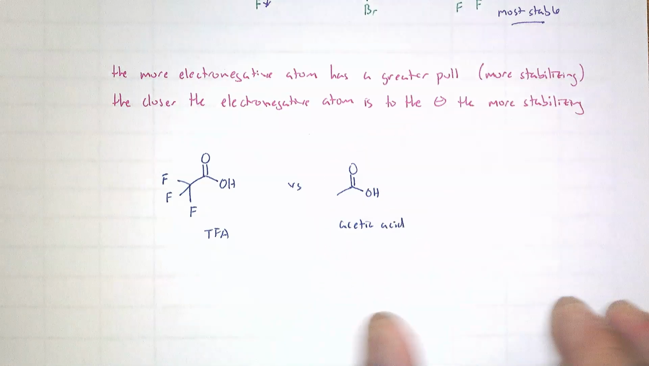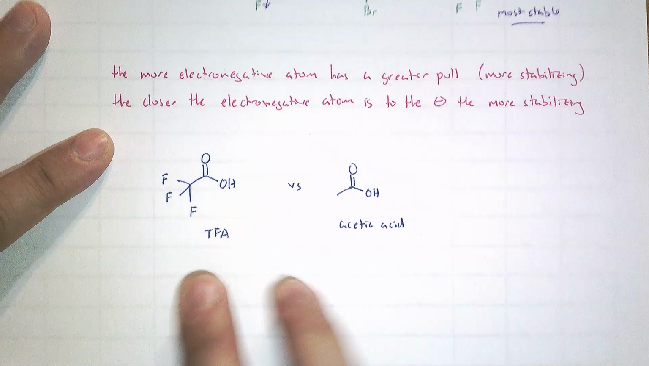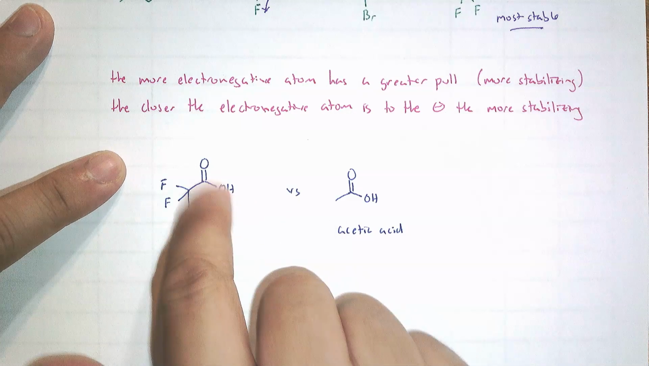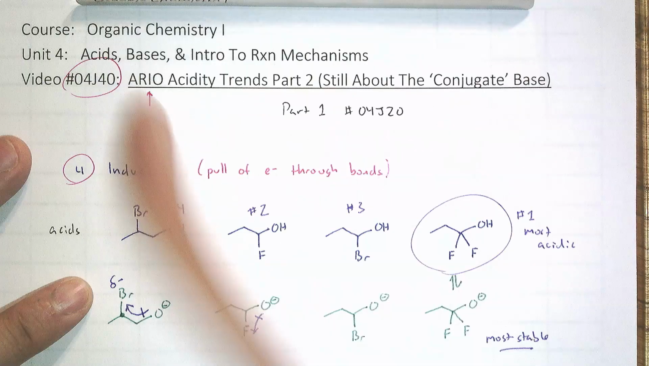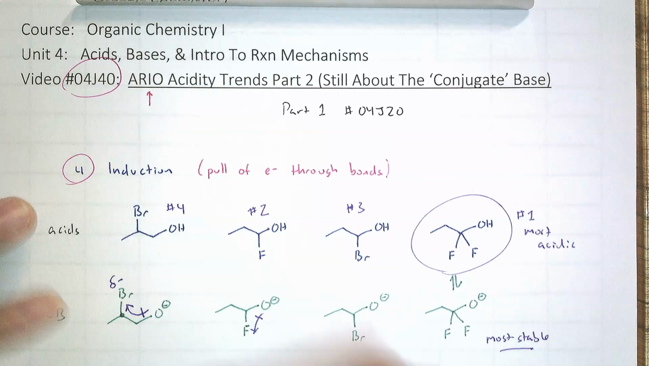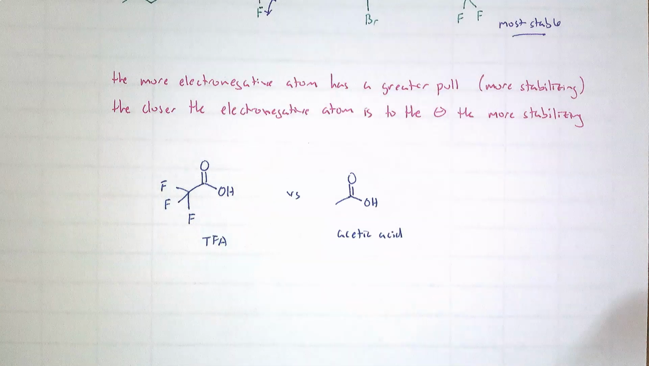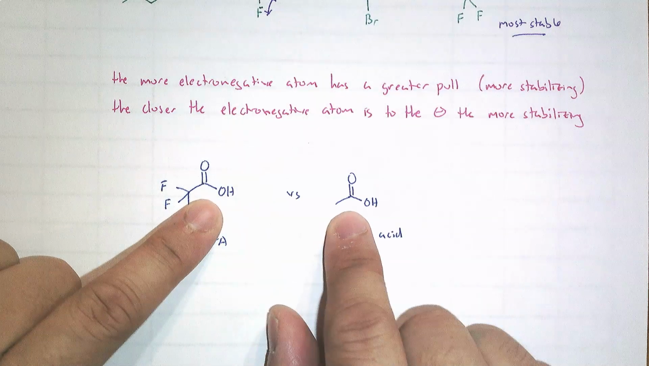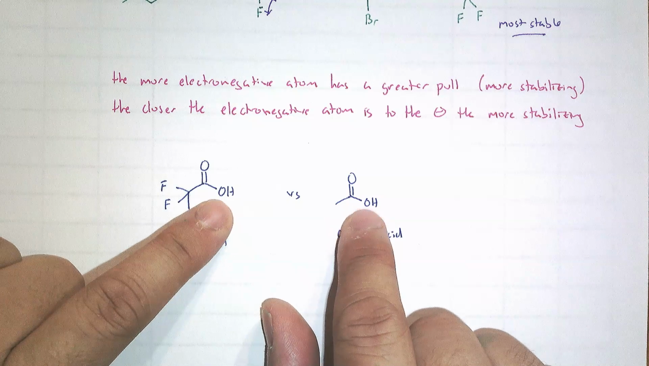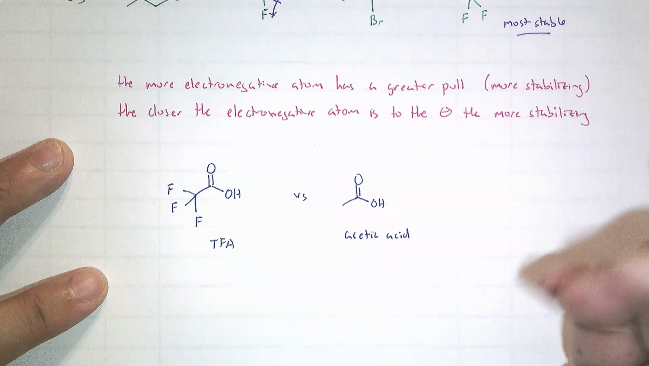You may ask yourself, aren't we supposed to use resonance here? Because we were told that acetate, when this is an O minus, has resonance. And resonance is important. It comes before induction. But both of them have the same type of resonance, so it's a tie. They both have resonance of the carboxylate when this is O minus. So it's a tie. You have to go to the next trend, which is induction.